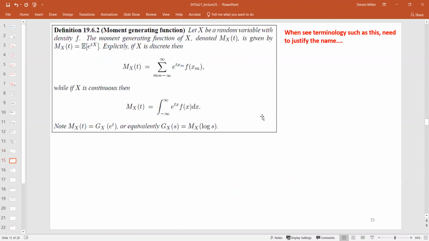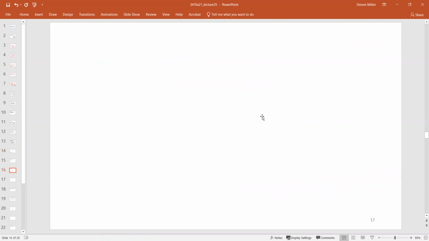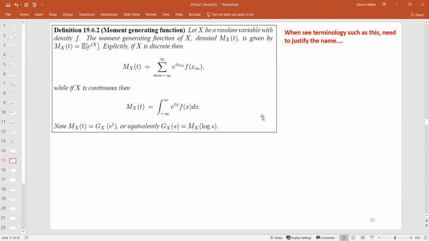Okay. So the last thing I think for today is the moment generating function. What do you think the moment generating function gives you? Moments, right? Every now and then something is named well. The moment generating function gives you the moments. So the moment generating function is defined as follows.